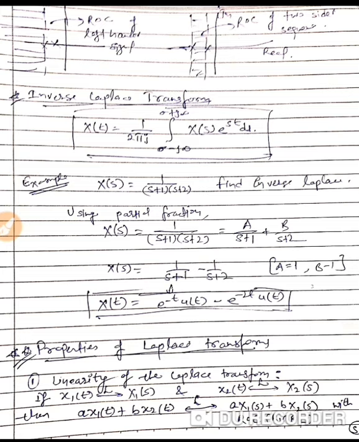Let us say we have two signals x1(t) and x2(t) whose Laplace transforms are X1(s) and X2(s). If we take the Laplace transform of the combined signal a x1(t) plus b x2(t), it must come out to be a X1(s) plus b X2(s), with a region of convergence which is the intersection of the two ROCs, that is R1 intersection R2.